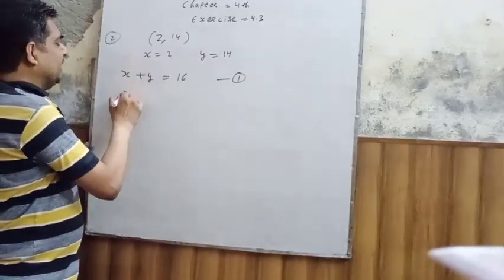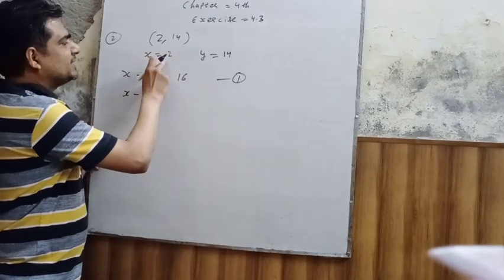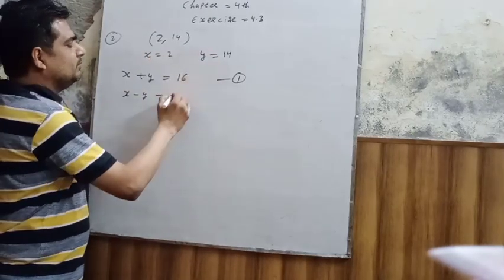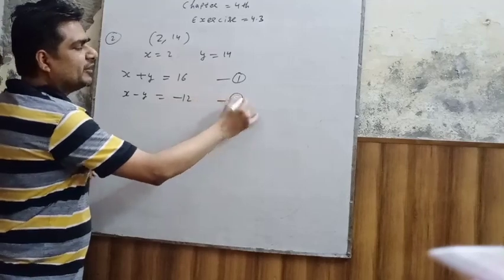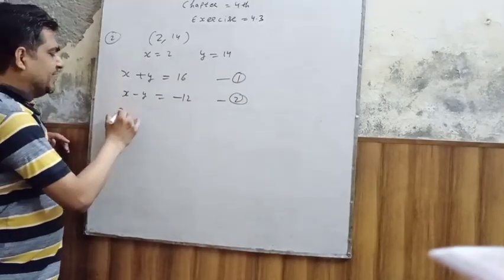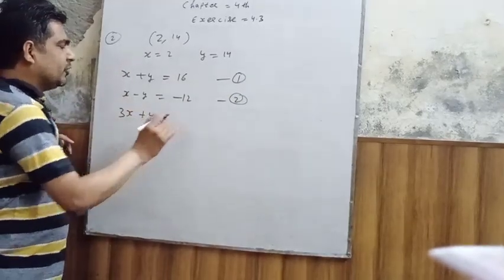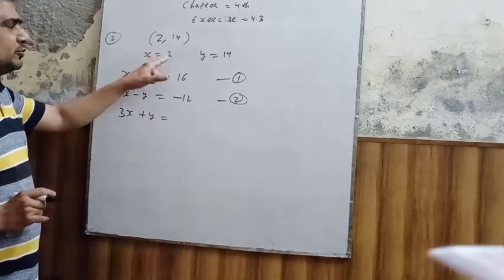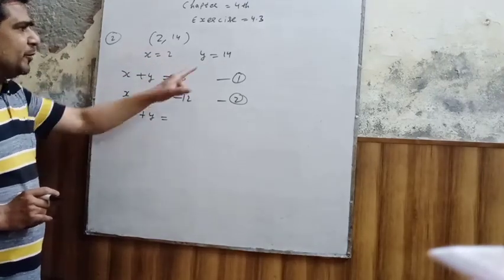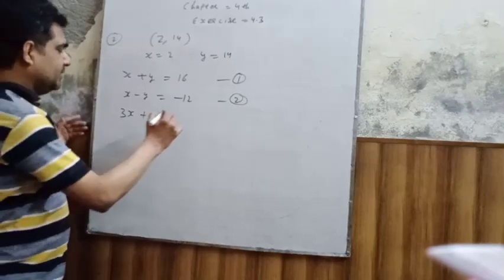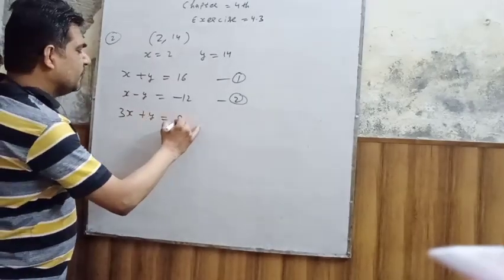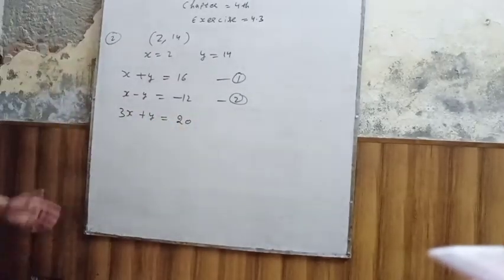If x minus y, 2 minus 14, it means minus 12. That is the second equation. 3x plus y: 3x means 3 times 2 is 6, y is 14, 6 plus 14 is 20. 3x plus y equal to 20.